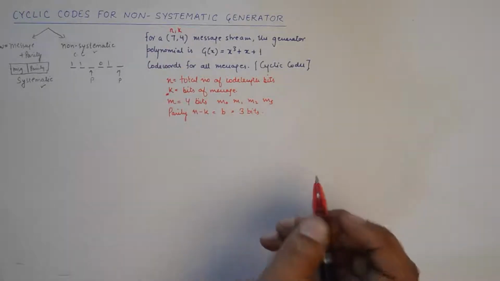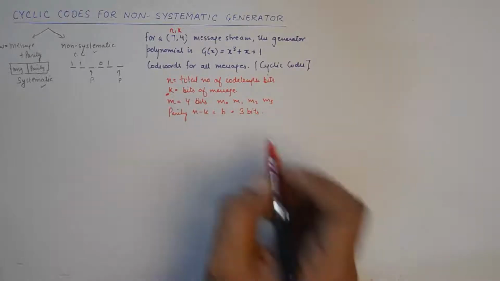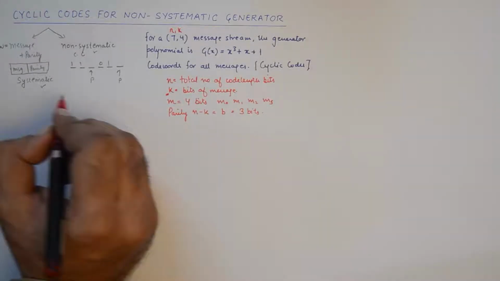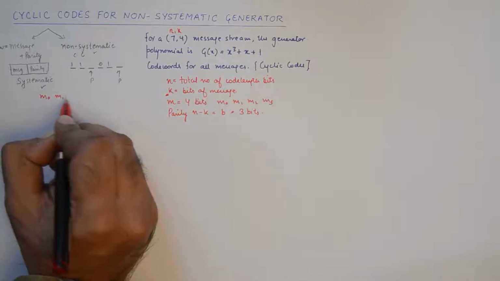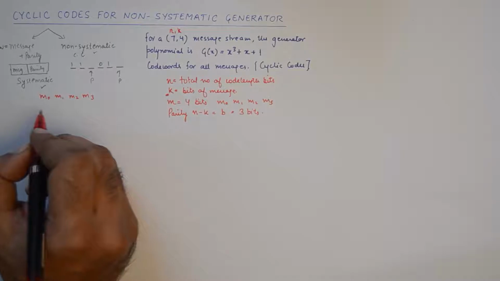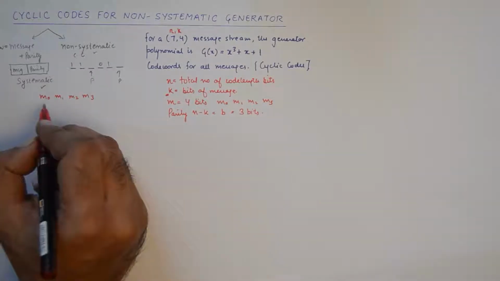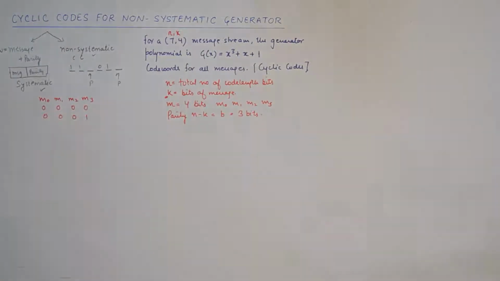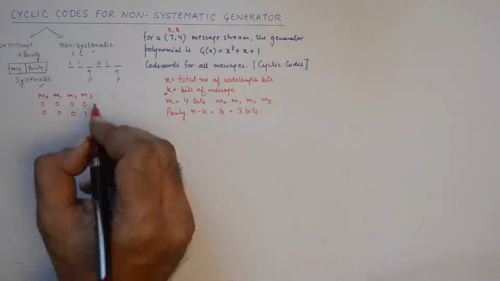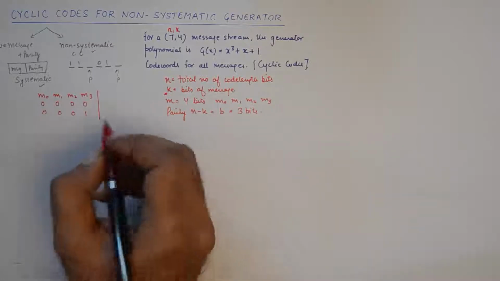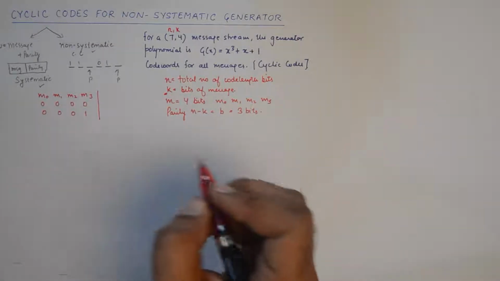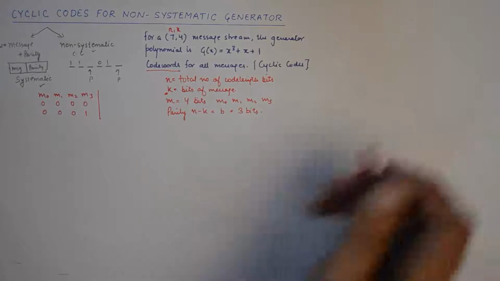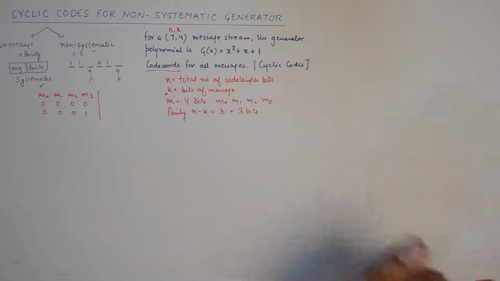So a code word 7,4 will have 4 bits of message, and 3 bits of parity would be put into it. So a 4-bit message m0, m1, m2 and m3 could have 16 possible combinations, from all zeros to all ones. And for each of these, we'll need to find out the parity bits, or directly the code word, which is going to be non-systematic in nature. Now, let's start off with the steps.